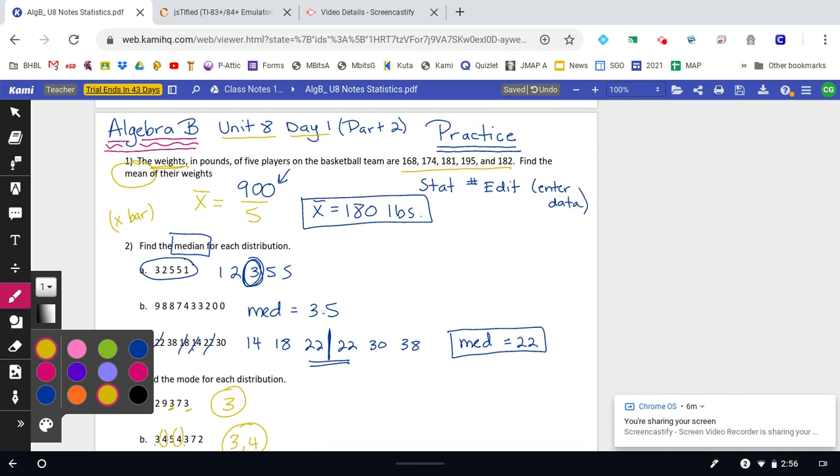So let's go back and finish that real quick. Stat, Edit. When we want to find those statistics again, we want to go to Stat, arrow over to Calc, we want our one variable stats, and then we want to calculate.